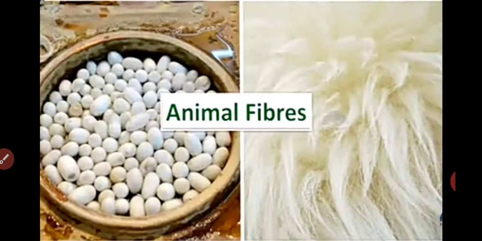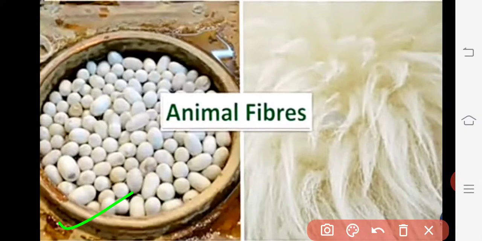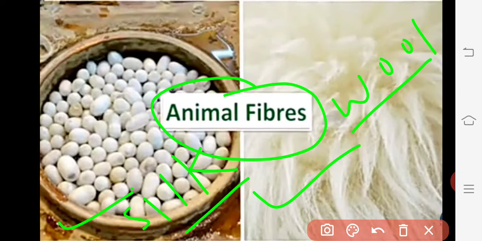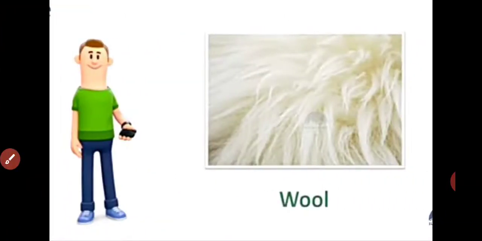Animal fibers are very important. Whatever pictures I'm showing here, this one is nothing but the cocoon of the silkworm, a silkworm product. This one is wool, the fleece of a sheep, goat or camel. And this is your silk, we can say, once we finalize it. Silk and wool are animal products, and before that we saw plant products like cotton and jute. So don't confuse these two.